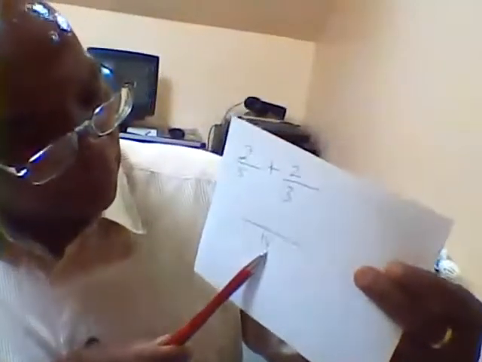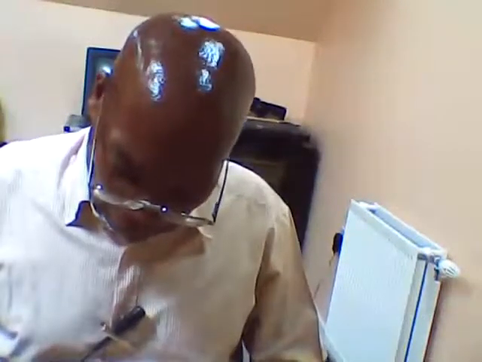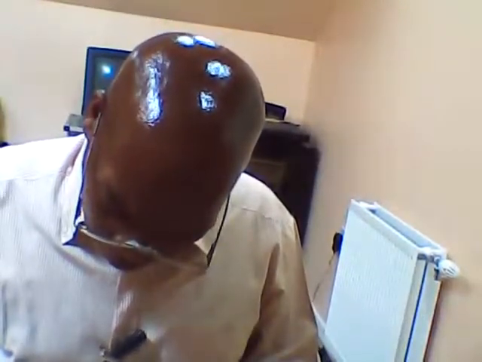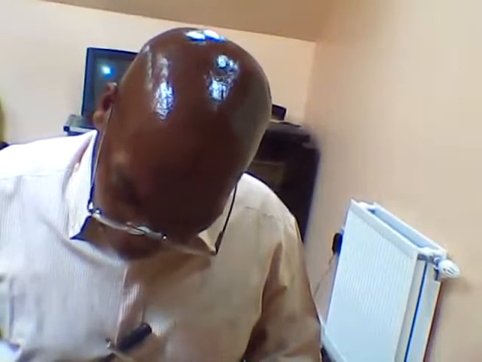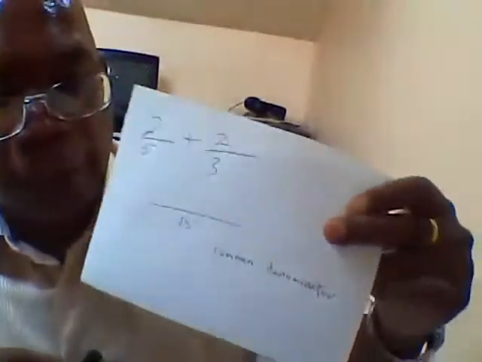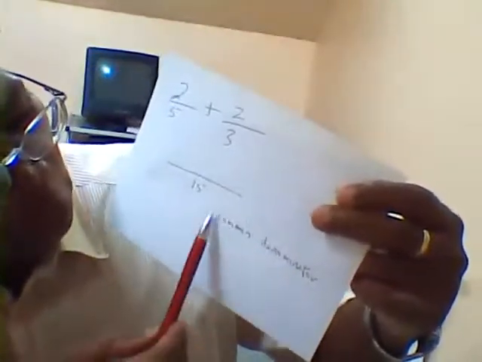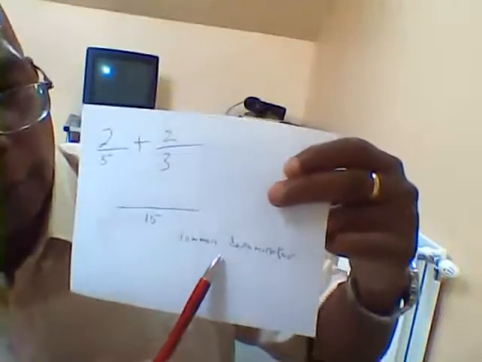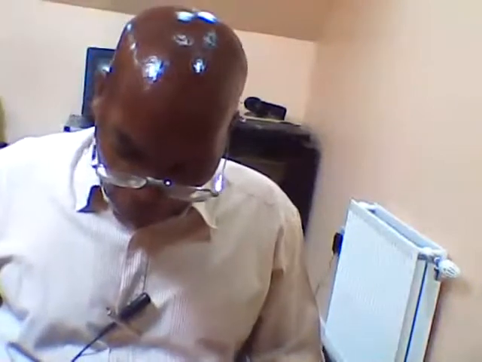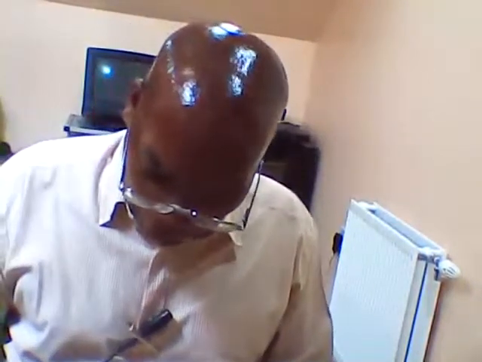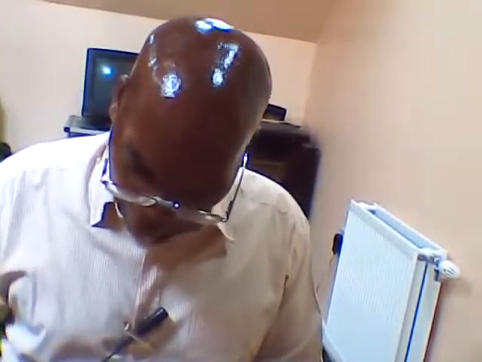So we have 15 now. So here, my common denominator. And I've written this here, common denominator, so you can see how it's done. Sorry about that. Let's find out now. 5 into 15 goes 3 times. 3 into 15 goes 5 times.